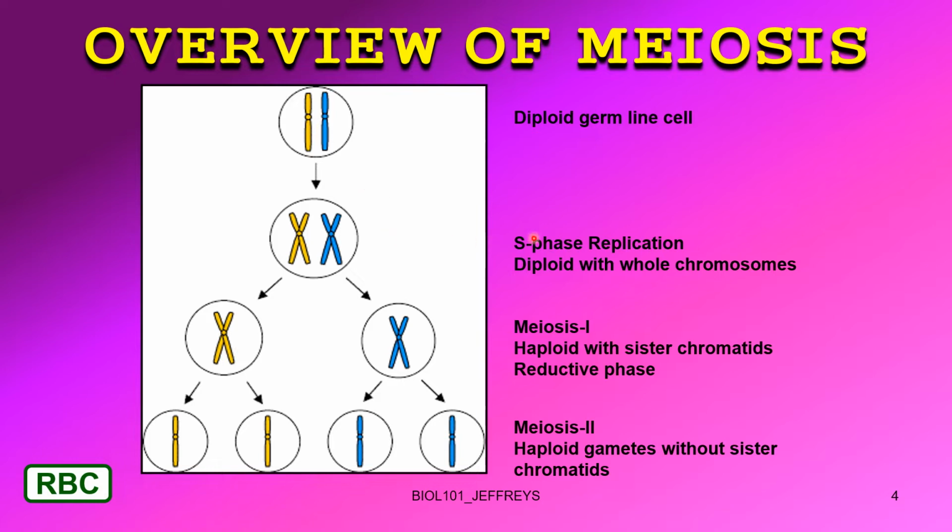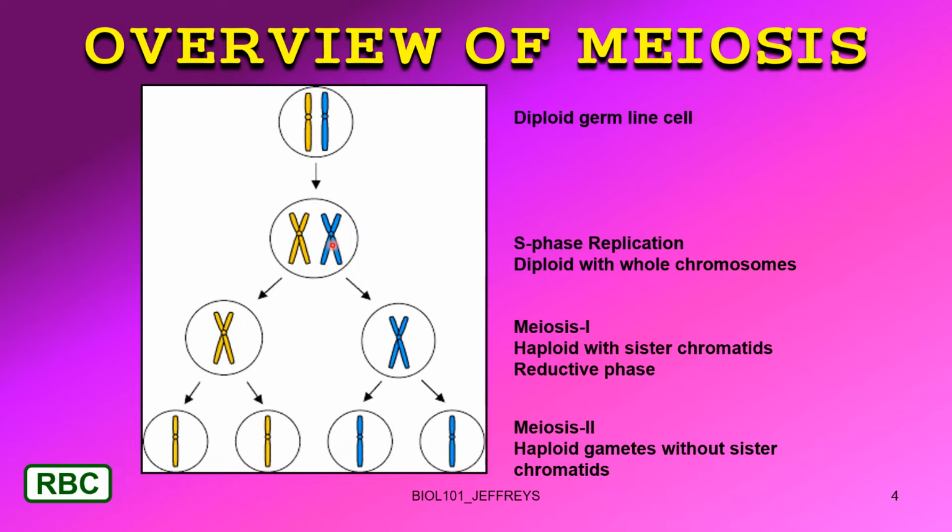Now, when we go through S-phase replication, we're going to copy each of these chromosomes so that we end up with whole chromosomes. So we have the two sister chromatids connected at the centromere. All right, so you see what's going on there? We're doubling the blue. There's two blue connected together. And we're doubling the yellow. There's two yellow connected together. This is still a diploid cell. It's still 2N. All right.